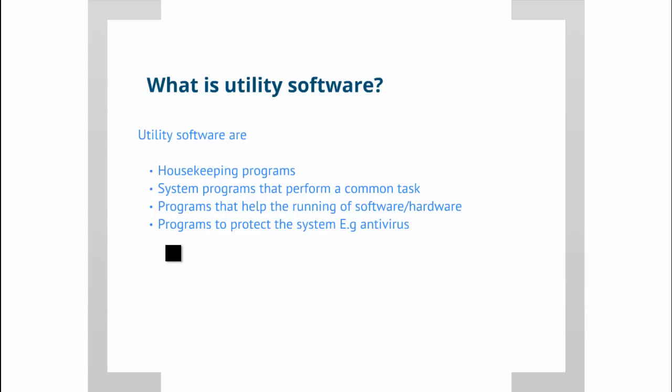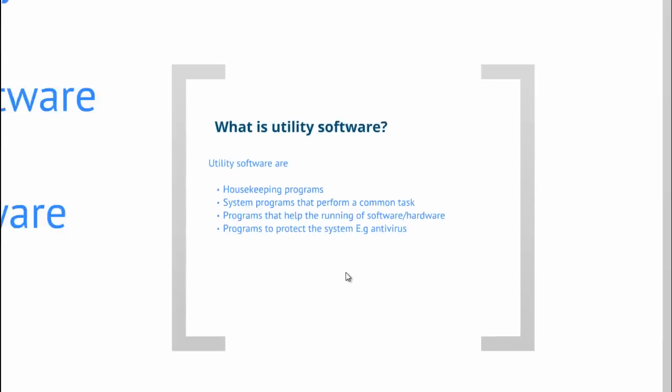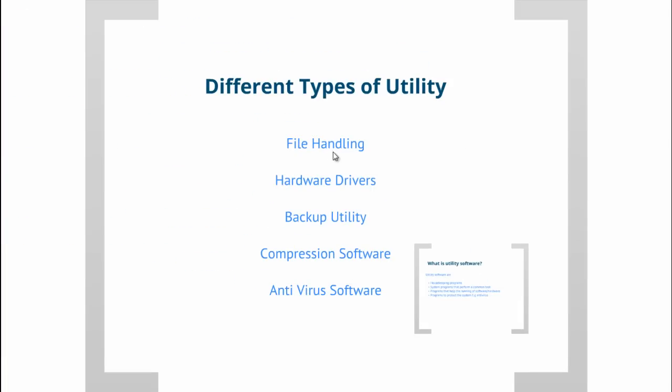Antivirus. Okay, so in an exam question, generally you might get a 2-marker. To be honest, I've seen 1 markers, which just ask what is utility software. If you just say housekeeping programs, meaning they help organize your computer. They're system programs, as we said, that perform common tasks, programs that help running of software and hardware. So antivirus is an example here, one that protects your system. The other examples obviously that we've got are these ones here: file handling, hardware drivers, backup, compression.